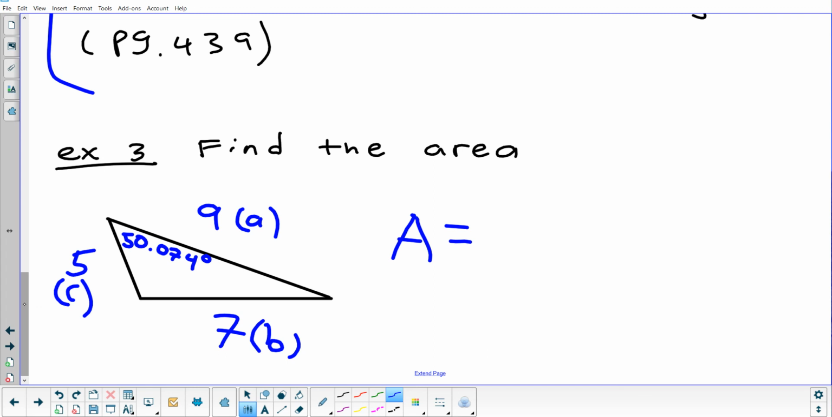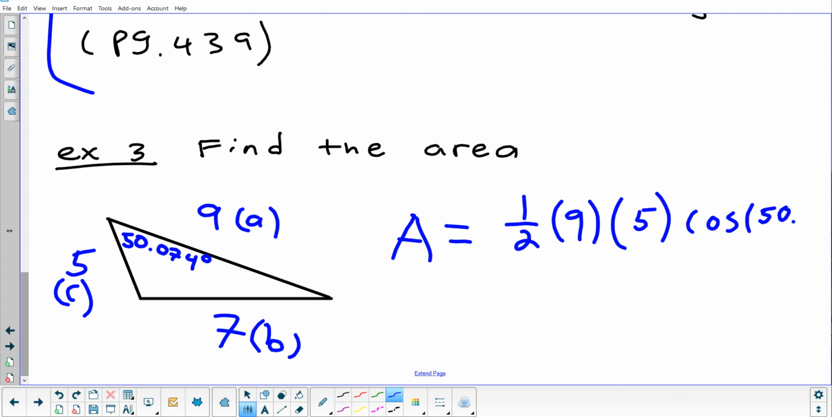Yeah. A equals 1/2 AC cosine beta. Okay, go ahead and tell me, because I need something I can actually put in on my calculator. 9 and 5. 9 and 5, okay. Cosine 50.074. Now, technically, he could have used any two sides he wanted, but the least amount of work would be to use the two sides that make up the angle we already know.